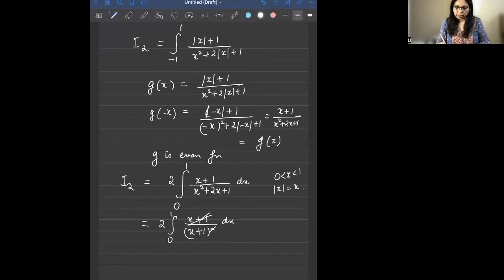So 0 to 1, (x + 1), and the denominator is (x + 1) whole squared, dx. These terms get cancelled out. So 2 log (x + 1), from 0 to 1. First we will put 1 as the limit. So log 2 minus log 1. The value of log 1 is 0. So our answer is 2 log 2.